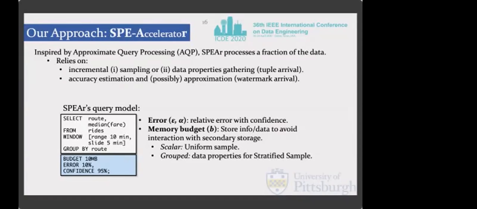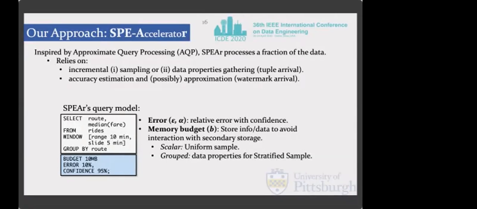Previously proposed AQP systems rely on either offline or online sampling with known data properties. Both of those are infeasible in SPEs due to the uncharted nature of incoming streams. To this end, SPER relies on incremental sampling and gathering of data properties. The memory budget's usage differs depending on the operation. For scalar operations, B is used to accommodate a uniform sample, whereas for grouped operations, B is used to gather data properties. Those properties will be used to construct a stratified sample at window completion.